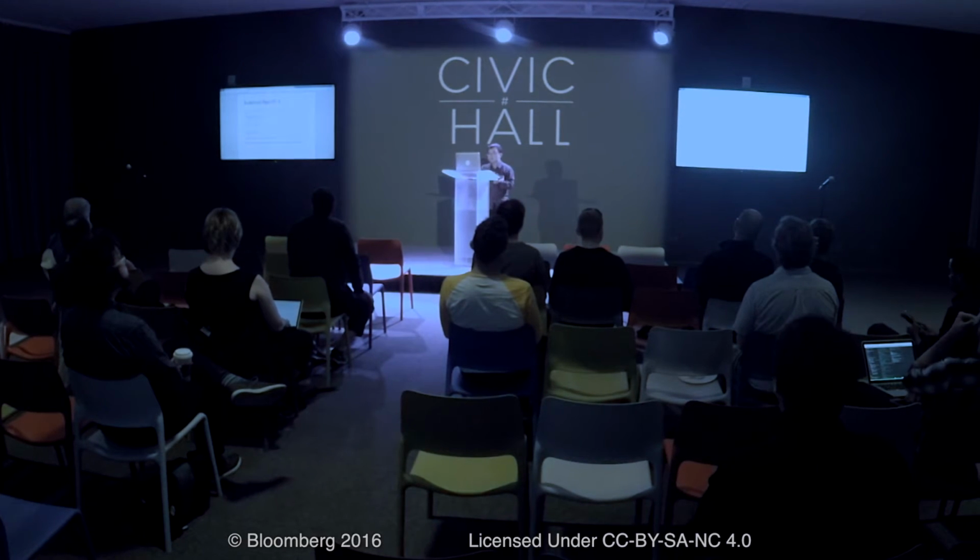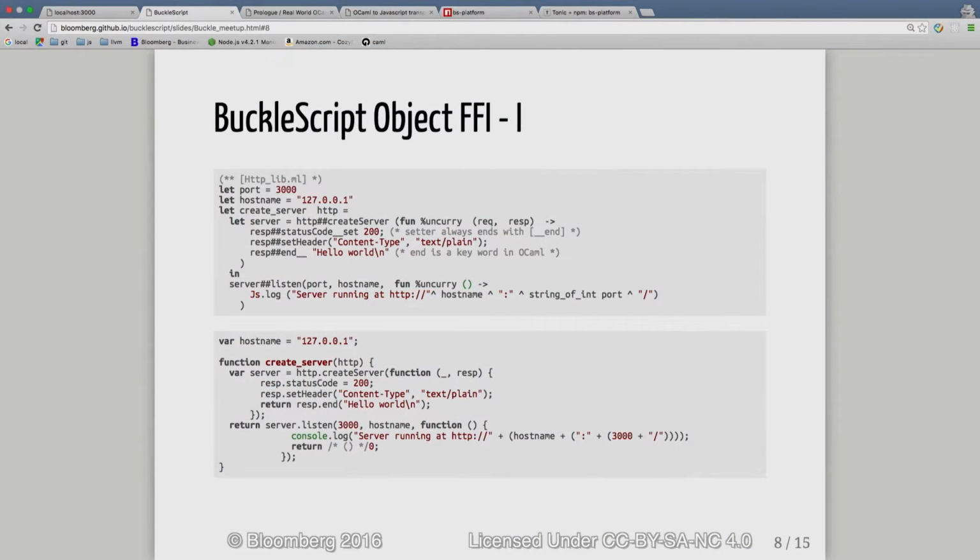So here we define the type, and now we can write the OCaml code. The top is the OCaml code. The below is the generated JavaScript code. You can see we define the port number, which is 3000, and the host name is the local host name. And then we write a function called create server, giving me an HTTP object. Here, the double hash is the same convention of JS OCaml, just like the object dot in JavaScript. So we use HTTP dot create server and take a callback.